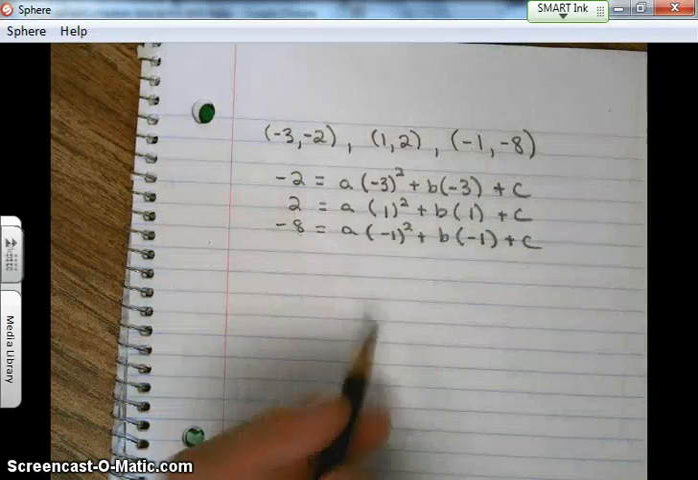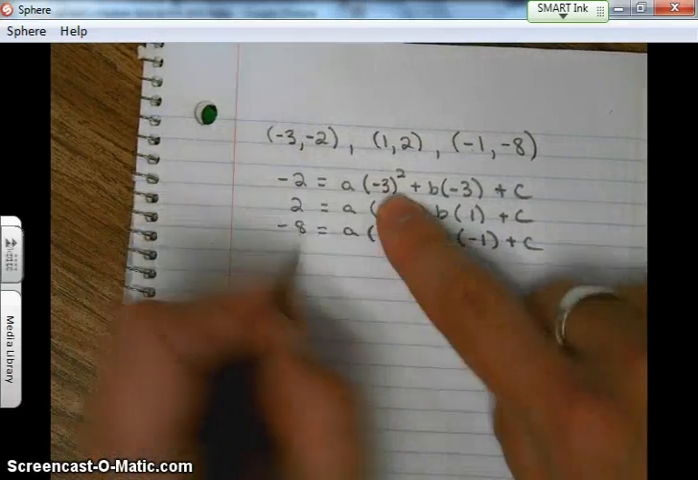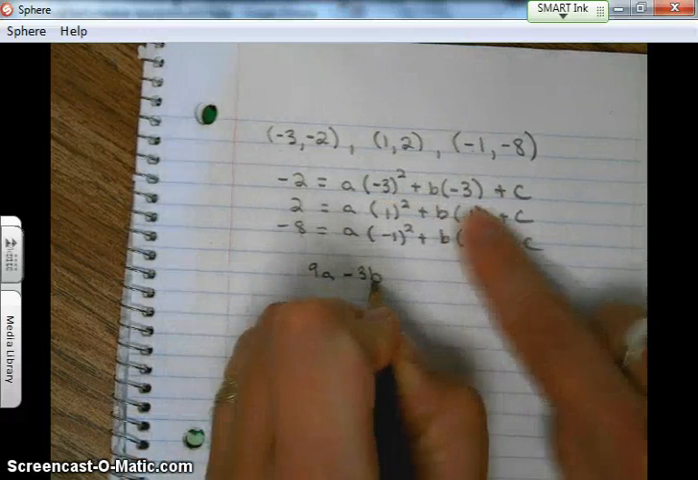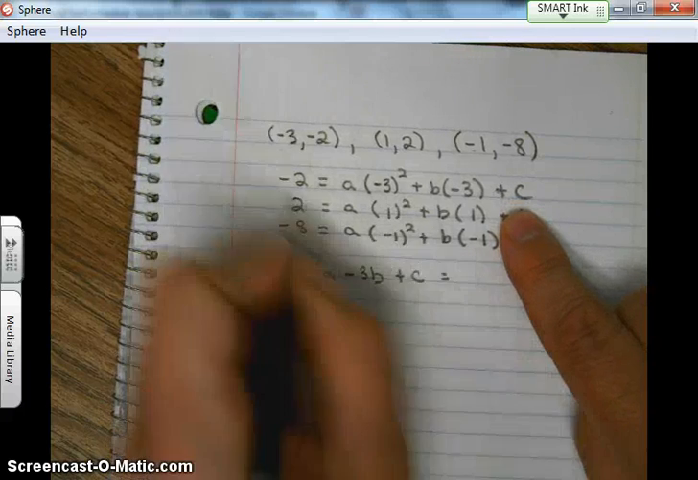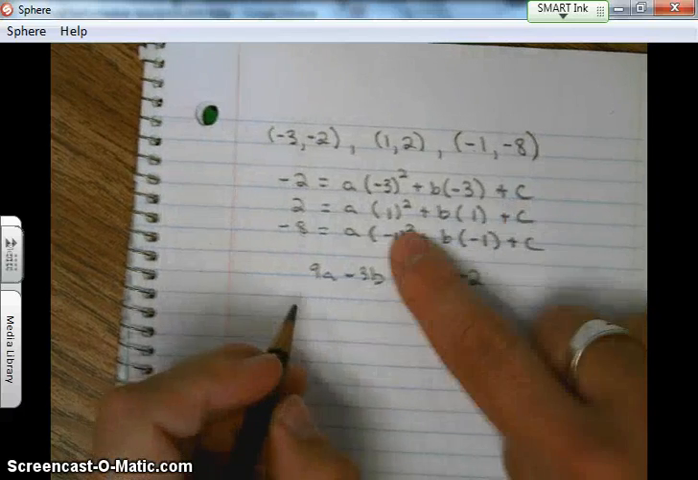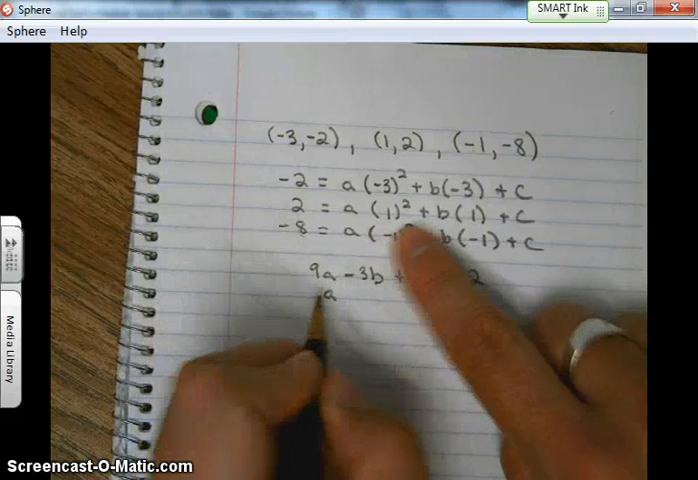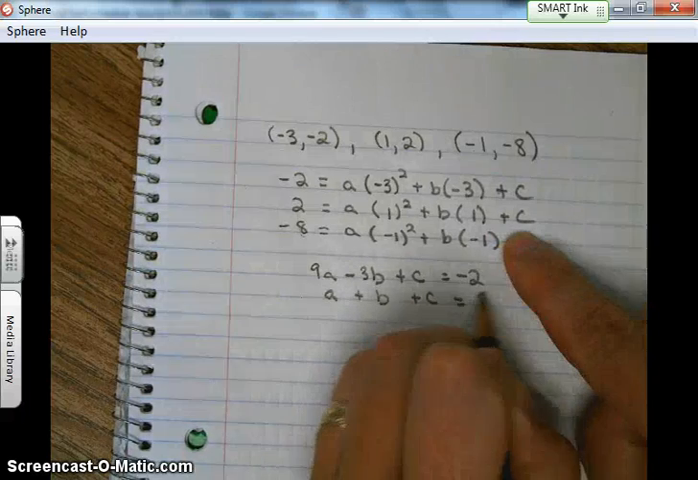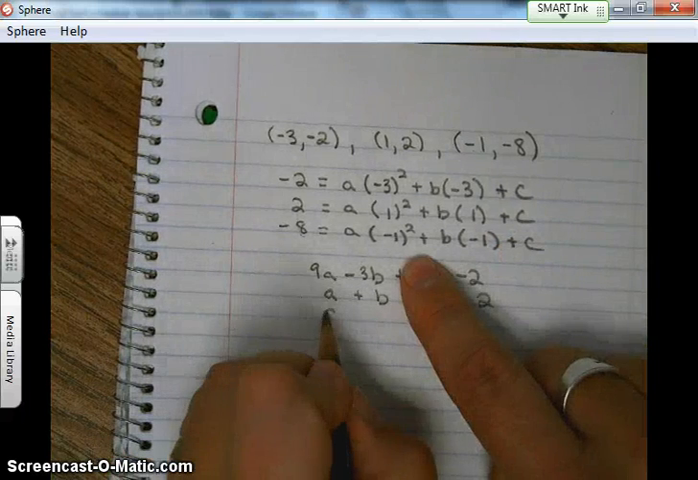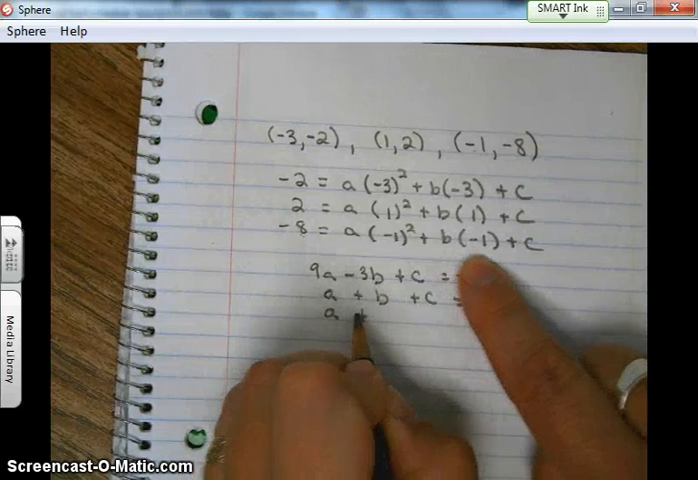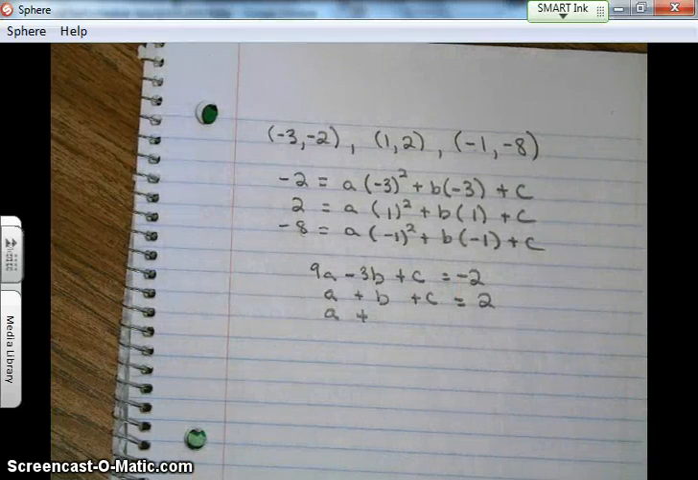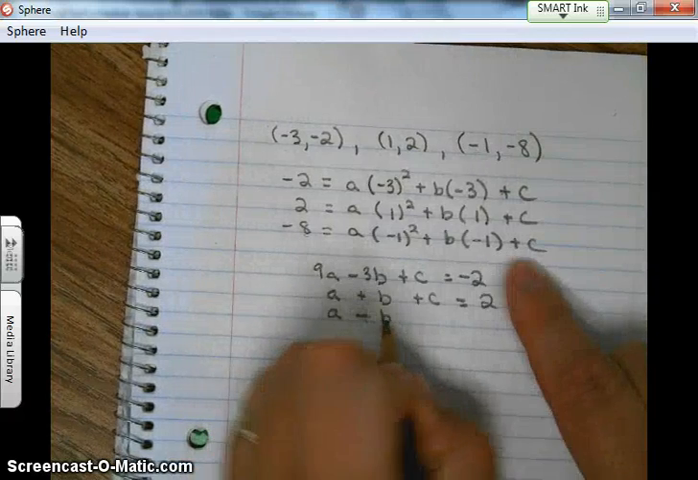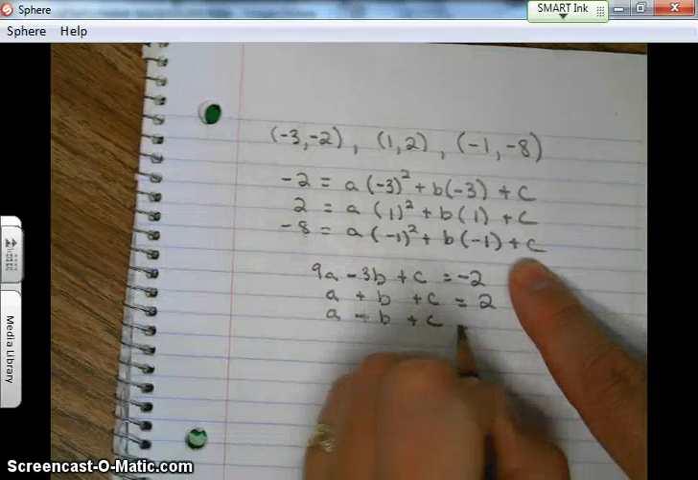So let's clean this up. So starting with the first one, 9a minus 3b plus c equals -2. A plus b plus c equals 2. A plus, actually, minus b plus c equals -8.